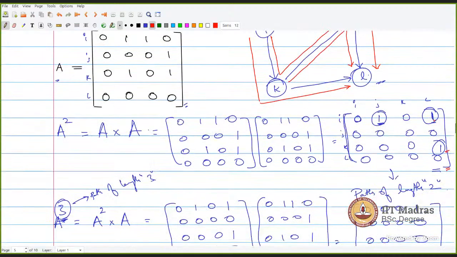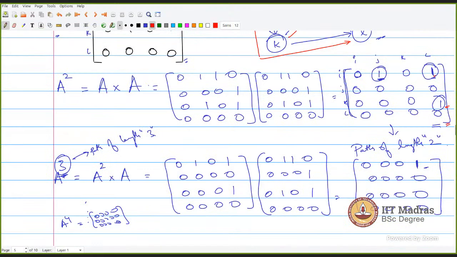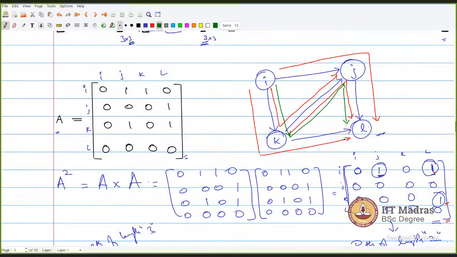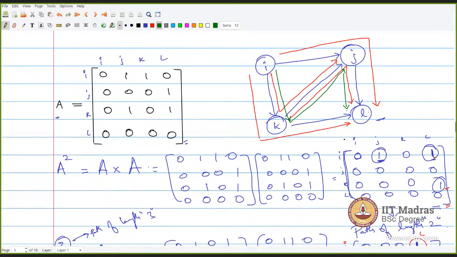All right. Now A cube, we got only one path of length 3, and that is from I to L. Is there a path of length 3 from I to L? Yes, I to K, K to J, and J to L. Correct. So I to K, K to J, J to L is a path of length 3. And this is the only path that has length 3.